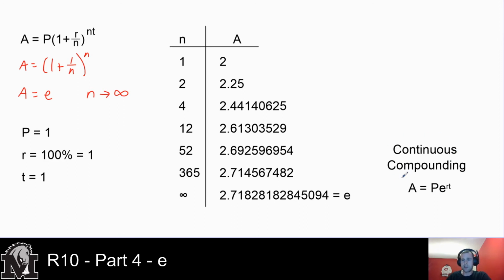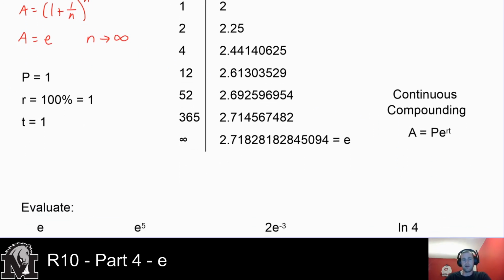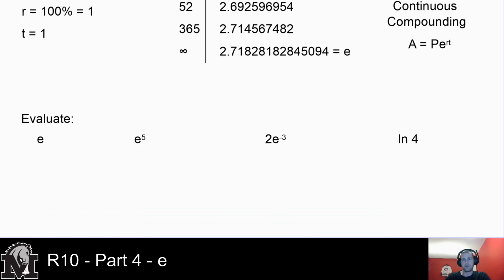So this is actually the equation we get if we have a question that calls for continuous compounding. If you come across a finance question that says compounded monthly or something like that, you're going to use A equals P times 1 plus R over n to the power nt. But if it says the words continuous compounding, then this is probably the equation that you're looking for. Before I jump into a continuous compounding question, I just want to make sure that we can evaluate expressions with e's in them.